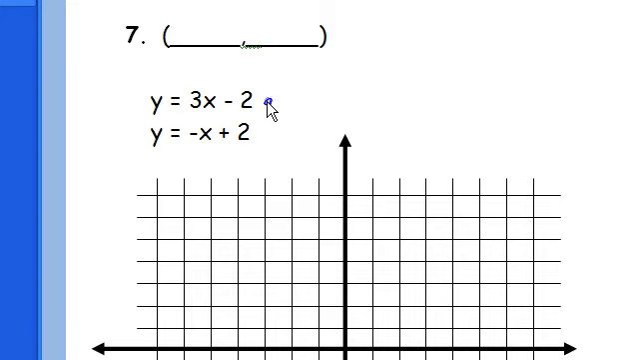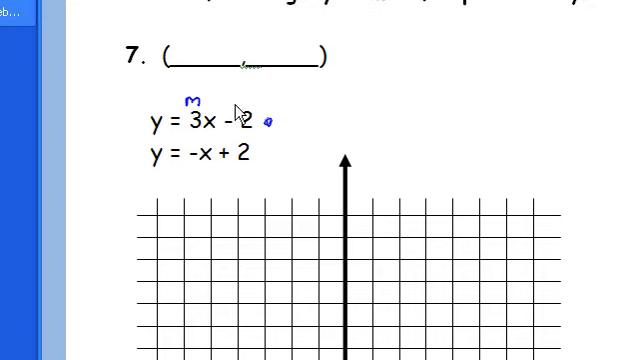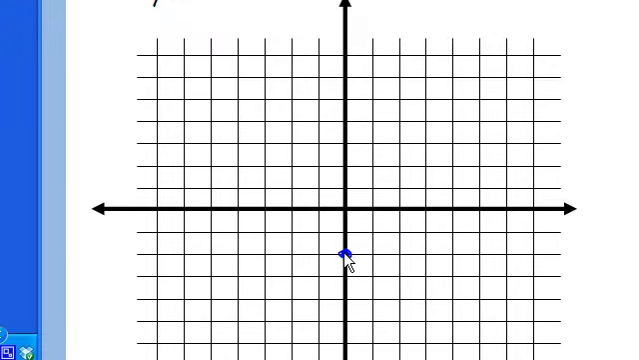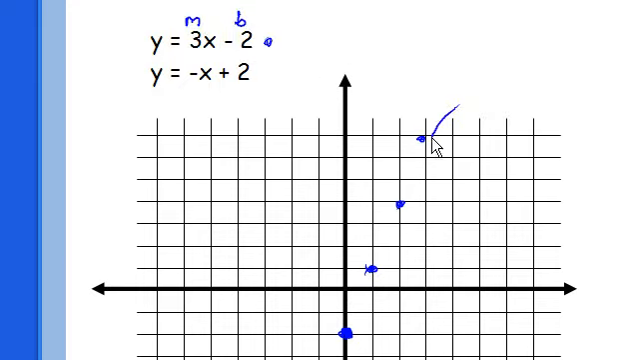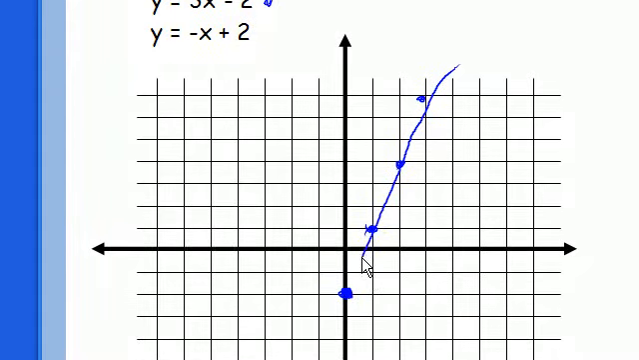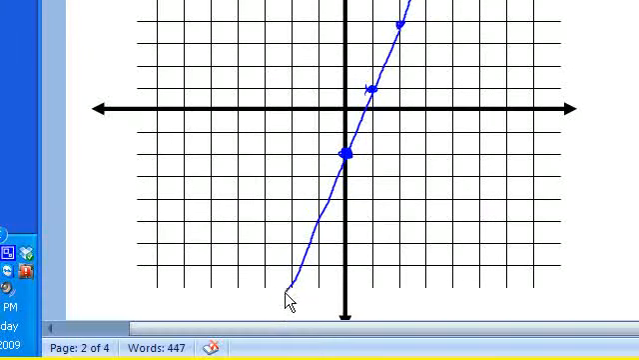So let's look at this first equation. We have a slope of 3 and a y-intercept of negative 2. So there's our y-intercept of negative 2, and our slope of 3 means up 3 over 1, up 3 over 1, up 3 over 1. So there's our line. Oh goodness, terrible line.